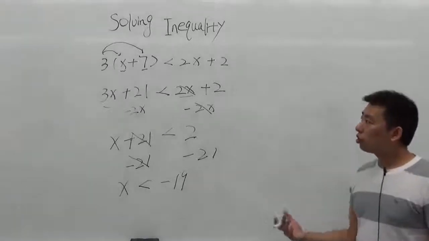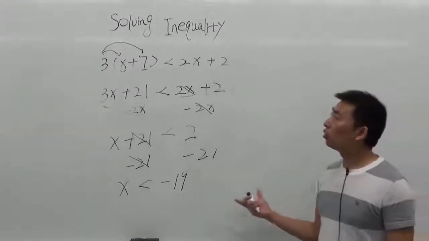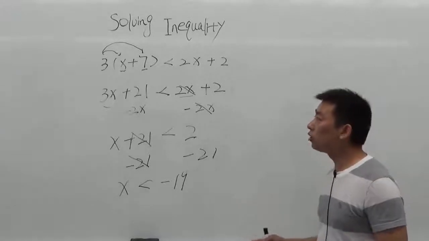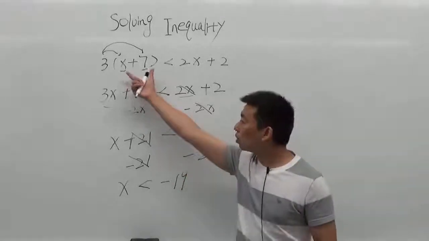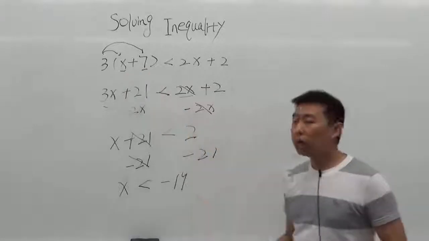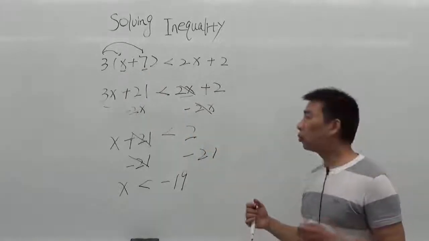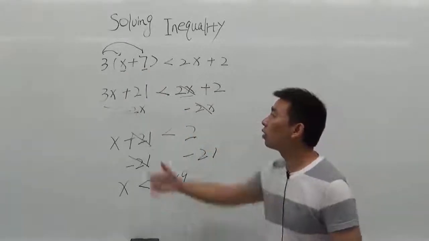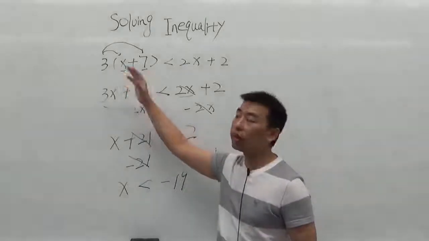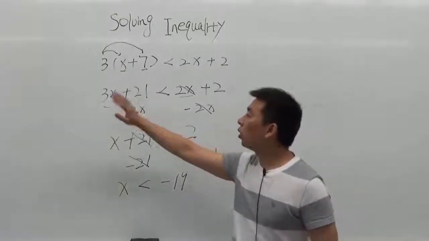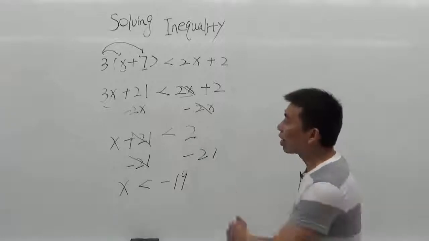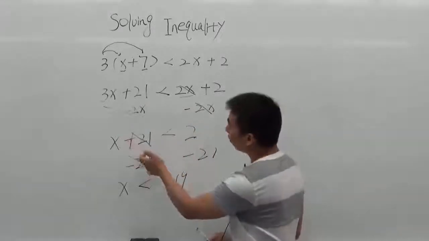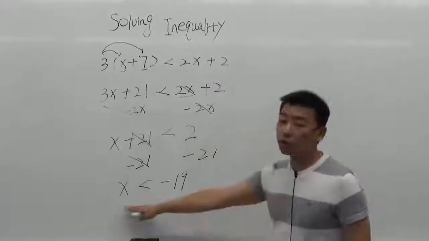Same as the equation, if you have an inequality with parentheses, first look at the expression in the parentheses. If there are like terms, we need to simplify it. Like here, because we do not have like terms, we cannot combine them, so we just open it. After we open it, we leave the x terms on one side, then move the number to the other side, and then we can solve for x.